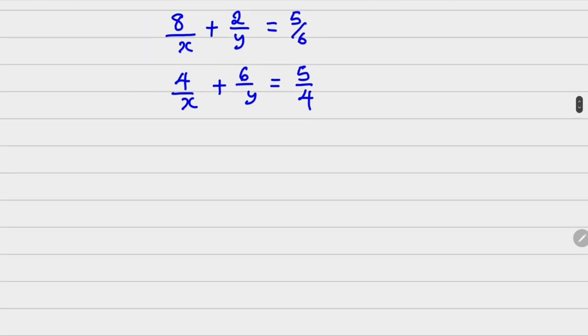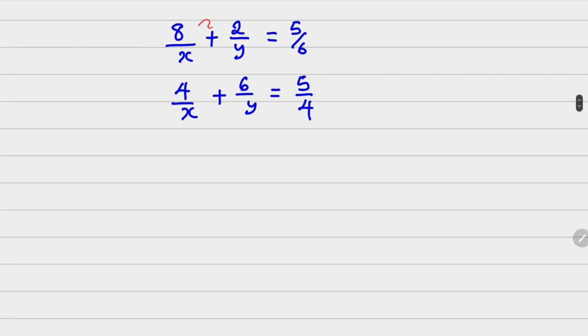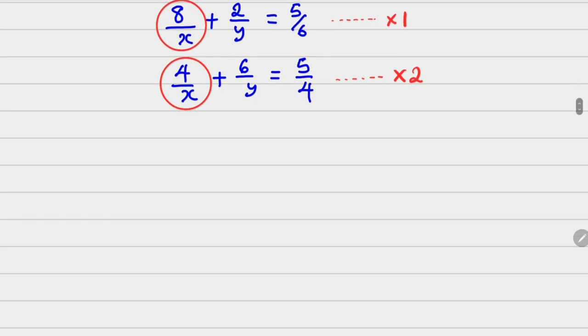Good. Now, working this out, I am going to use the elimination method. And why? The rationale behind it is that here we have 8 over x, and here we have 4 over x. It therefore means that if I multiply the first by 1 and the second equation by 2, I will have things that will cancel out.